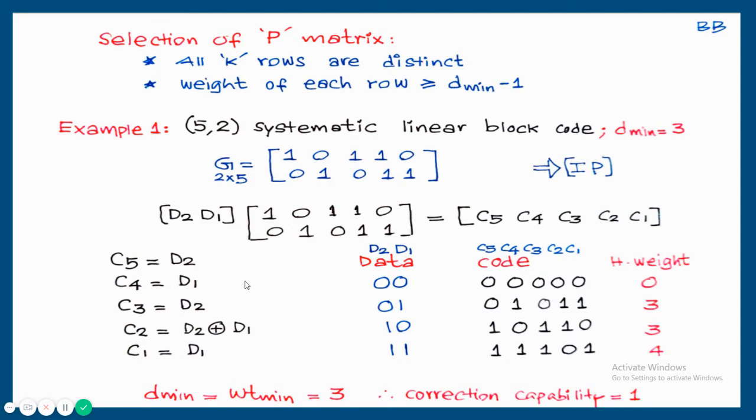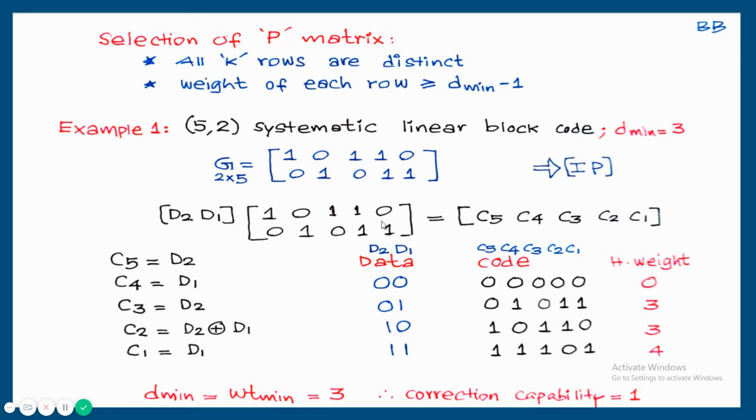Next, C2 is equal to D2 plus D1. So 0 plus 0 is equal to 0, 0 plus 1 is equal to 1. Like this we will get all C2 bits. And C1 bits are D1 bits. D1 bits are 0, 1, 0, 1, and the same 0, 1, 0, 1 is written here. So we got all 4 code words.